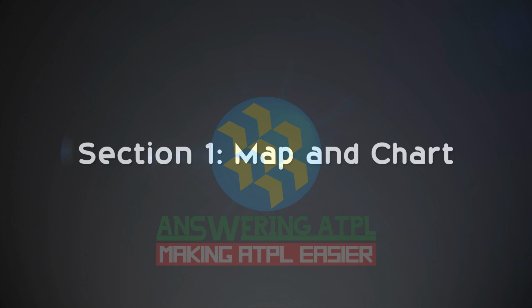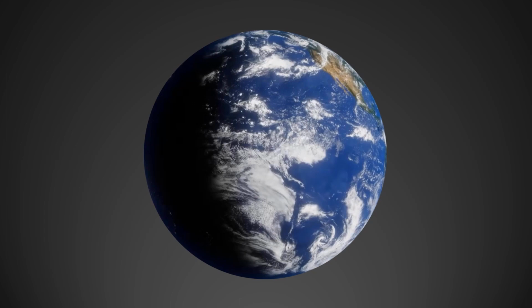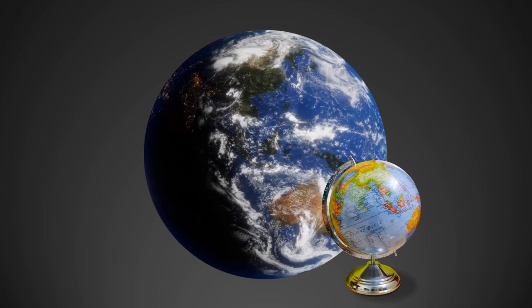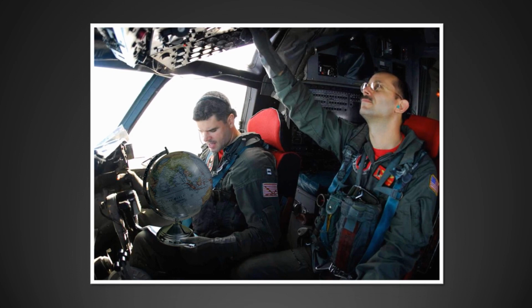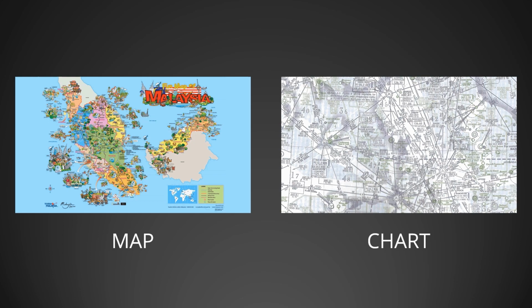Section 1. Map and chart. Since the Earth's shape is near spherical, the most accurate representation of the Earth's surface is a globe, commonly known as reduced Earth. However, using reduced Earth for our daily activity is cumbersome and inconvenient. Thus, we need a map or chart to represent the Earth's surface to conduct our business.